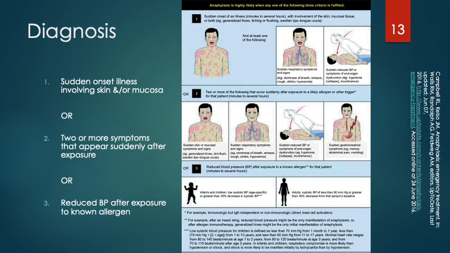Campbell and Kelso provide us with our guiding approach to the diagnosis of anaphylaxis, for our geographic region and our organization. And this guideline utilizes the following 3 steps. 1, a sudden onset involving either skin and/or mucosa, or 2, two or more symptoms that appear suddenly after a known exposure, or 3, reduced blood pressure after exposure to a known allergen.